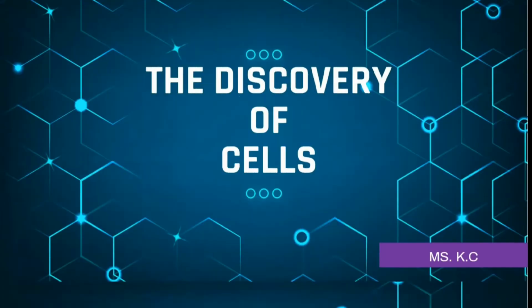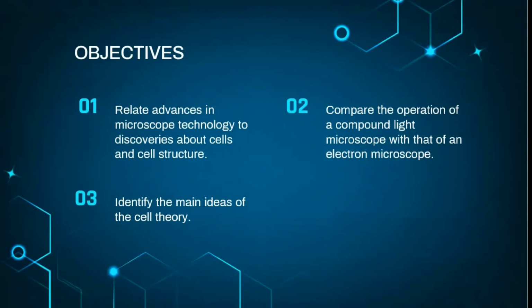Discovery of cells. Objectives: relate advances in microscope technology to discoveries about cells and cell structure. Compare the operation of a compound light microscope with that of an electron microscope. Identify the main ideas of the cell theory.